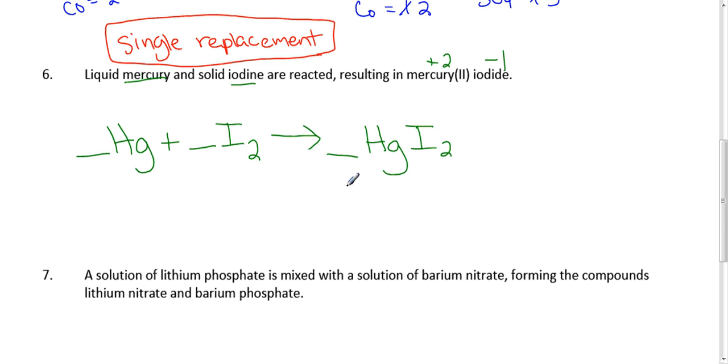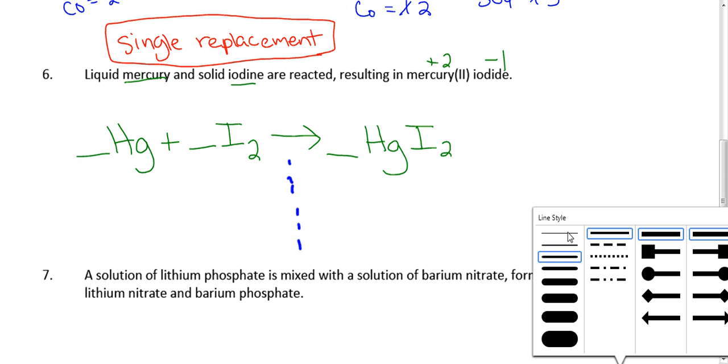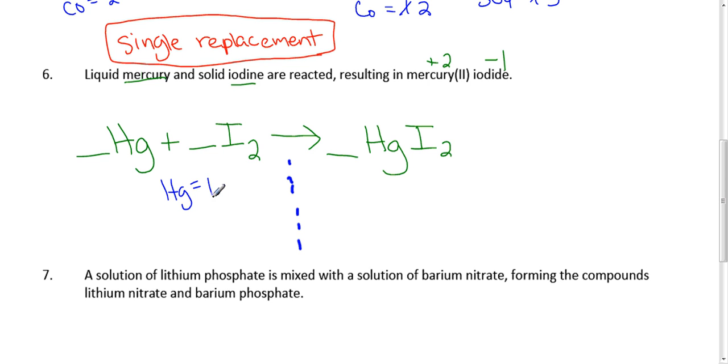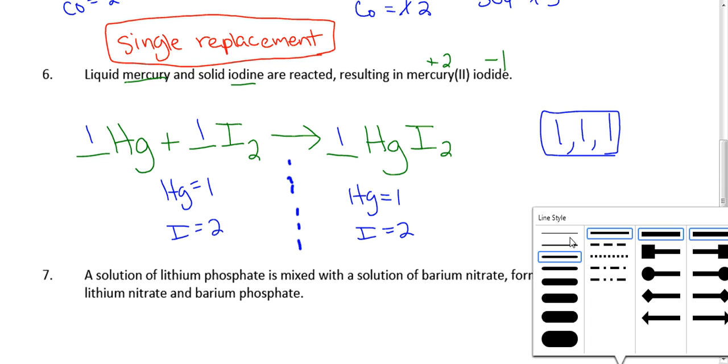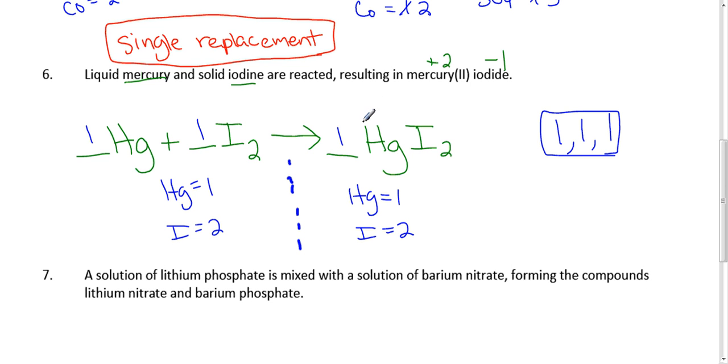If we need to balance, we can list what we have on each side. We've got Hg equal to 1, I equal to 2. Hg, we have 1, I, there are 2. Everything already balances. So if we were to write coefficients in those blanks, it would be 1, 1, 1. A type of reaction when you take two things and put them together and you make only one product on the right-hand side, that will be an addition reaction.